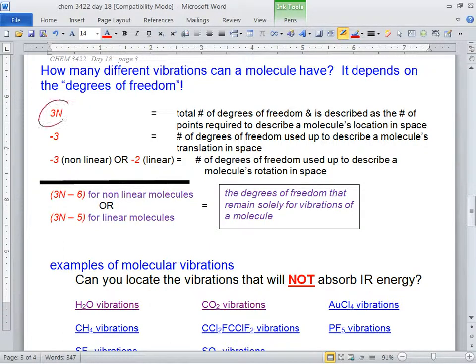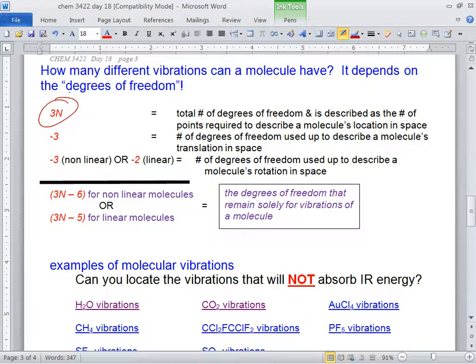3n is the total number of degrees of freedom. So what does that mean? N is the number of atoms in the molecule, right? And there's 3n degrees of freedom. Well, why? Because each atom in the molecule requires an x and a y and a z to describe where it's at in space. So if you have n atoms, multiply it by 3, that's the total number of x, y, z stipulations you have to make. Okay? And that's all you specify. That's it. There's no more. You're stuck. That's all you have available to you.